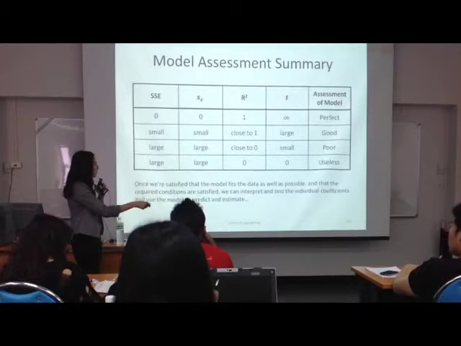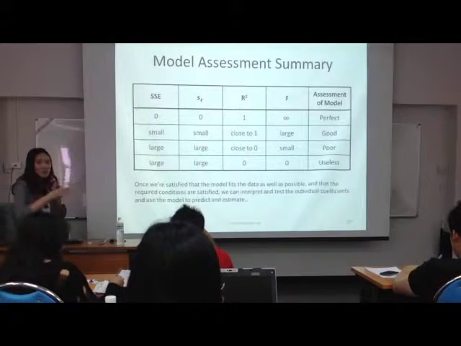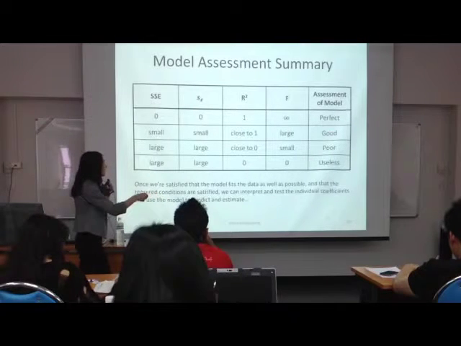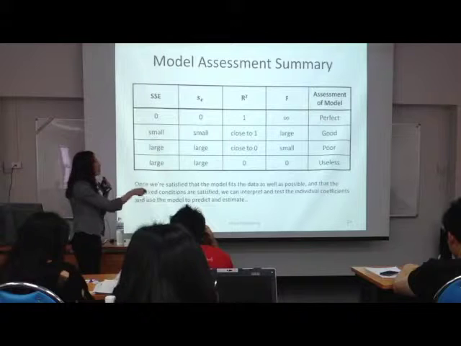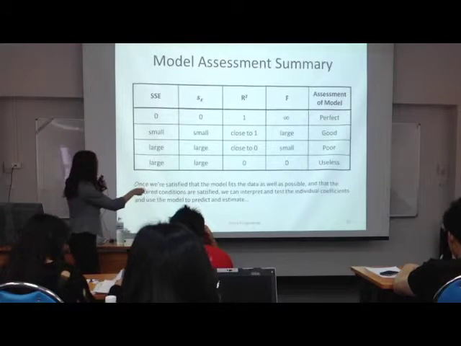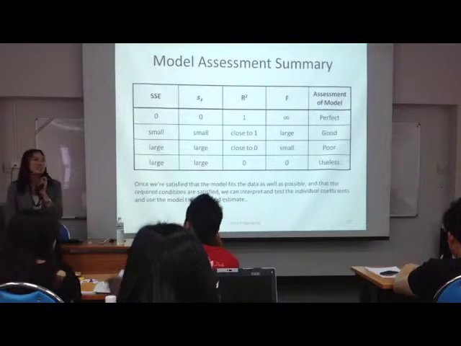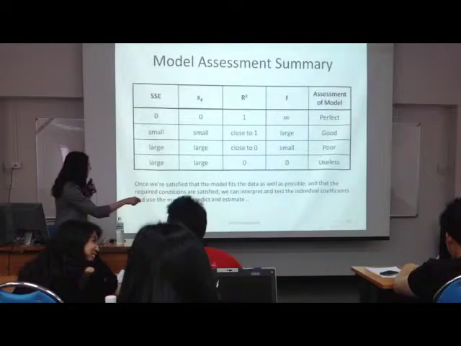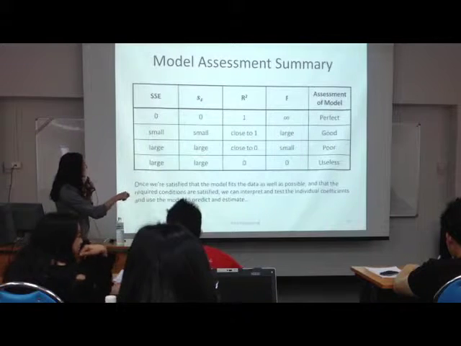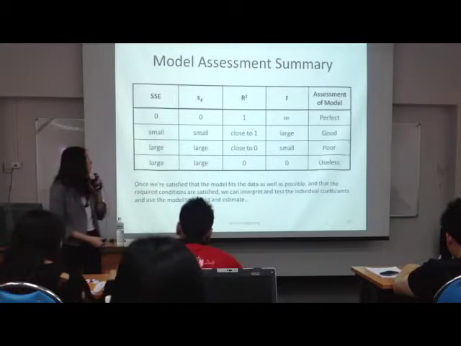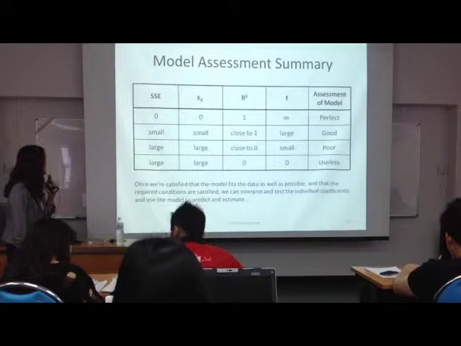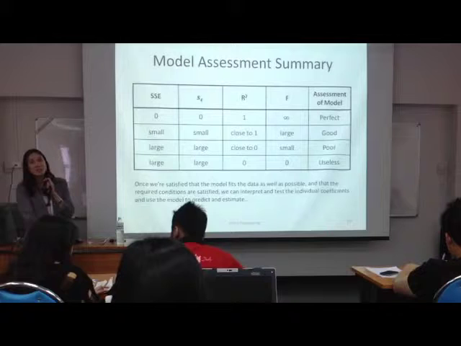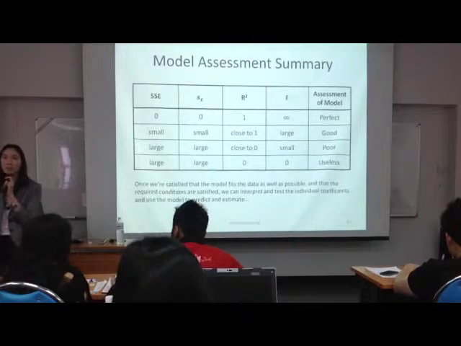Normally we're not going to get a perfect model or a useless model, but somewhere between. For a good model, we should have a large F value, large R squared, and small standard error. For a bad model, we have a small value of F, small value of R squared, and a large value of standard error. So we're going to use the combination of these three conditions to assess model fit.